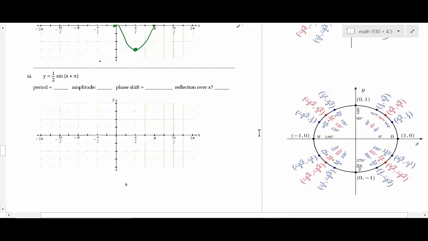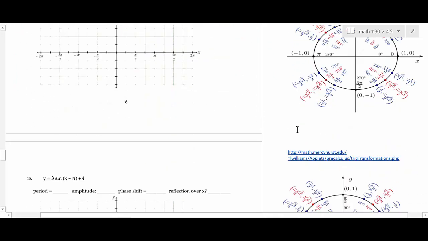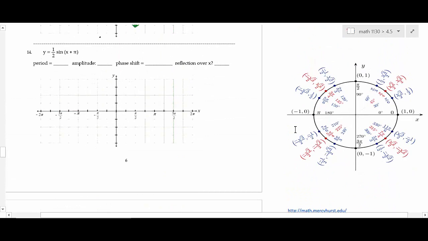And let's do one more with a phase shift, and then I'm going to try to do some with period changes a little bit here tonight too. Okay, so with this one, first of all, the period on this is 2 pi. We haven't talked about the period changing yet. That's because the number in front of x is 1. Nothing's changing. The amplitude's a half. The phase shift is negative pi, so that's going to go to the left. And this time, there's still no reflection over the x-axis, so we don't have that yet, okay?